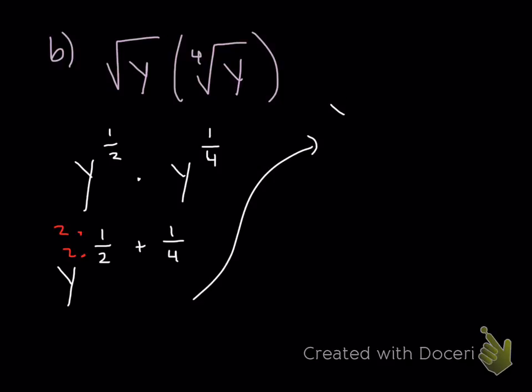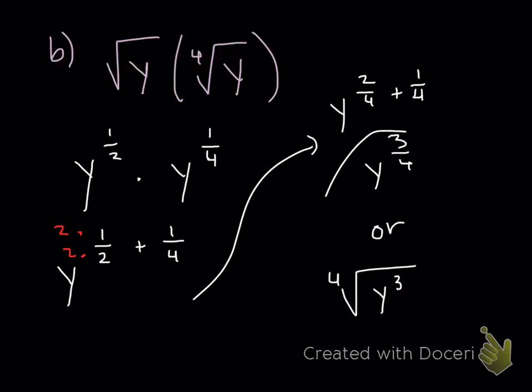So this will become y to the 2/4 plus 1/4. So the final answer would be y to the 3/4. So if you want to leave it in exponential form, you're done. If you want to put it in radical form, you would say the 4th root of y cubed. And again, it just depends on what the directions specify or ask for, and if it doesn't specify, I would accept either.